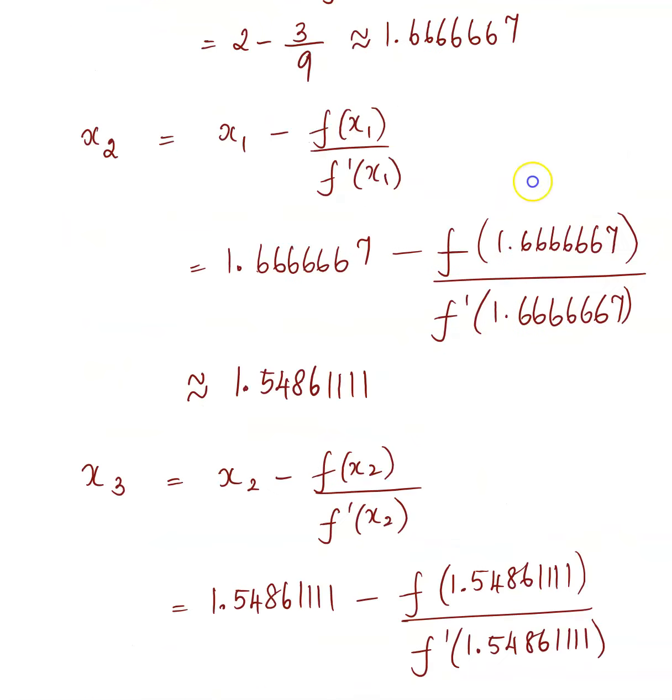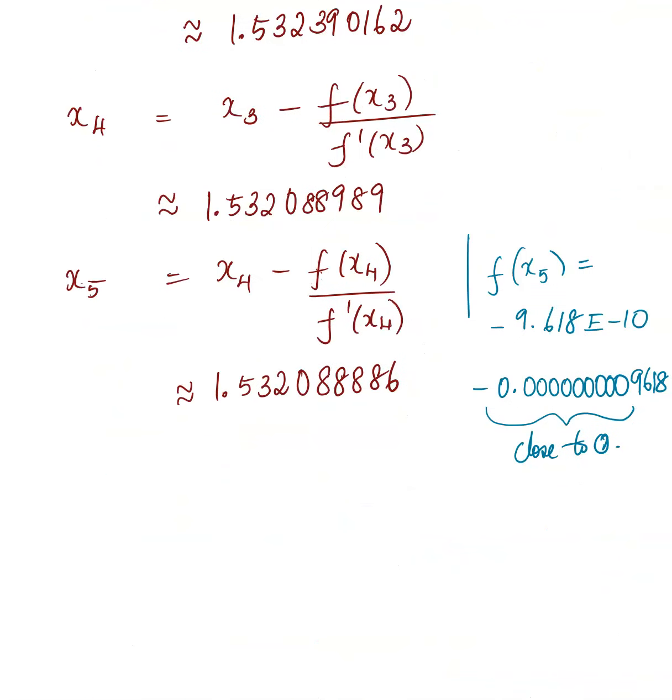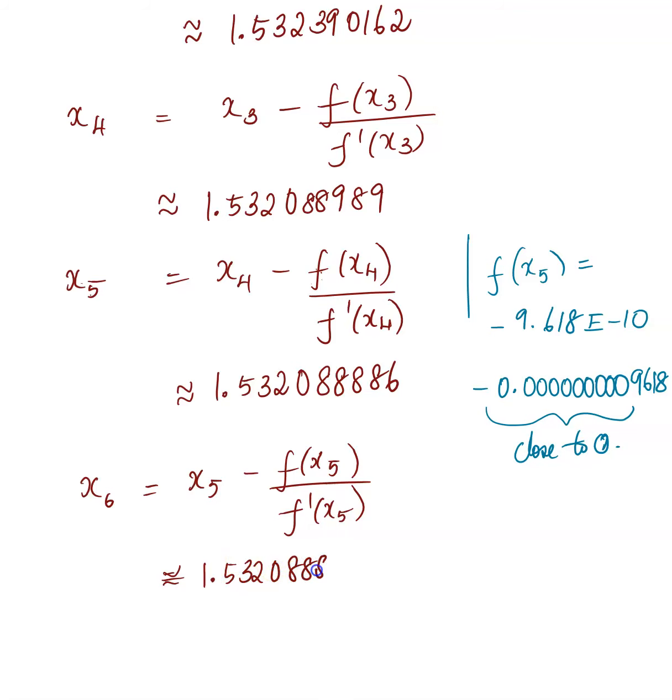So in fact, if you wanted to go further and find x6, that's going to be x5 minus f of x5 over f prime of x5. You'll be surprised to find that gives us an approximation of 1.532088886, which matches with x5. So we are hovering so close to it right there. Okay, and that actually is the answer. So we know that our root is the same value as x5 and x6.